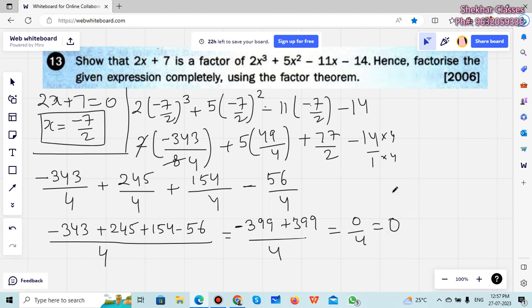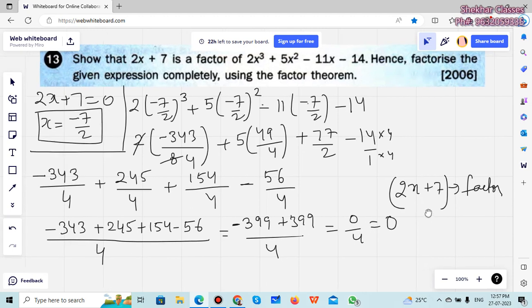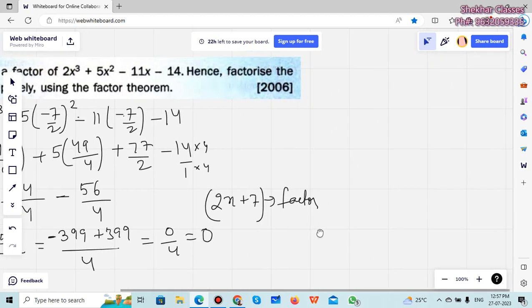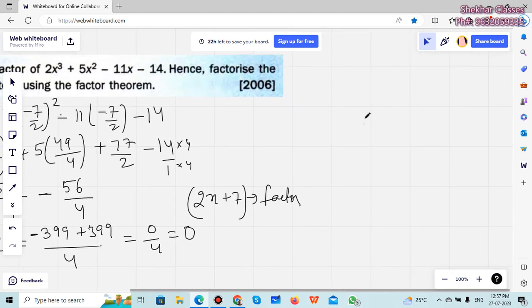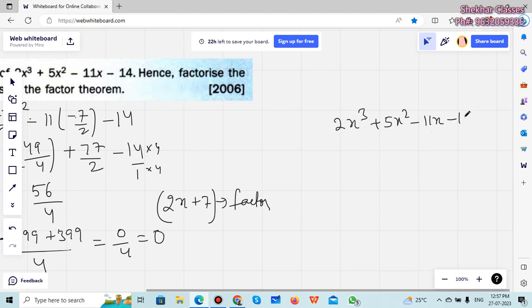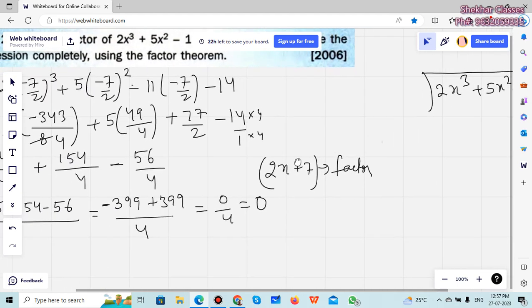So remember, we have proved that 2x plus 7 is a factor of the polynomial. Now we have to divide this: we have to divide 2x cubed plus 5x squared minus 11x minus 14 by 2x plus 7.